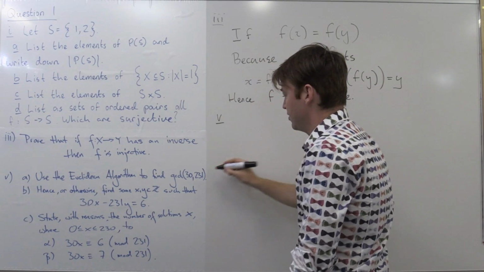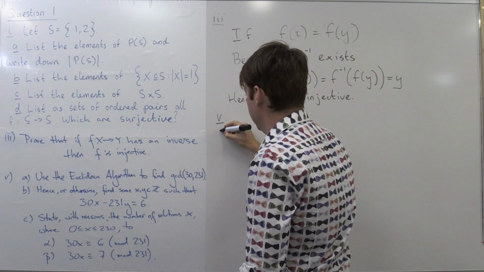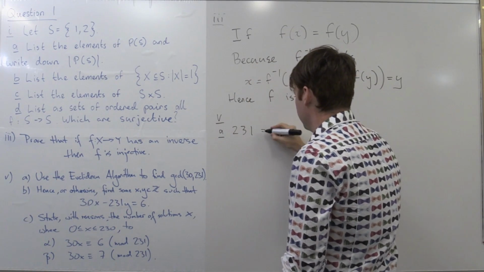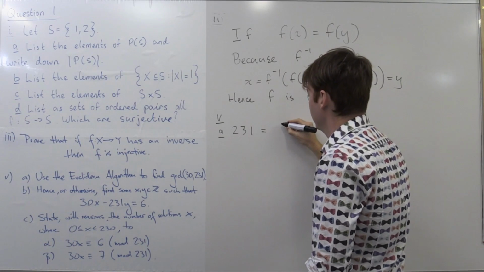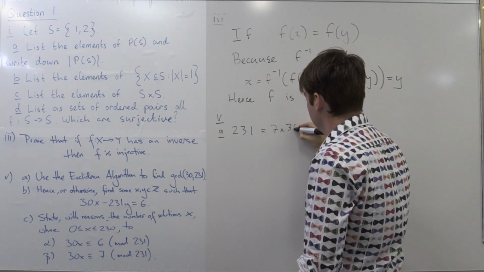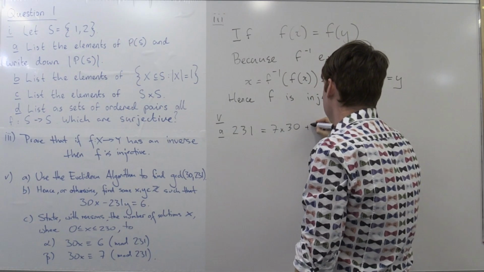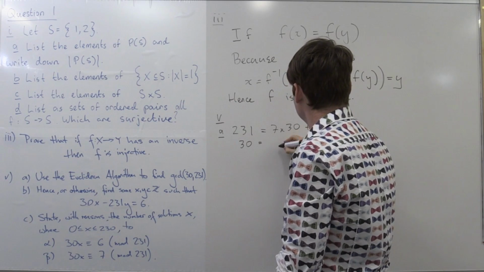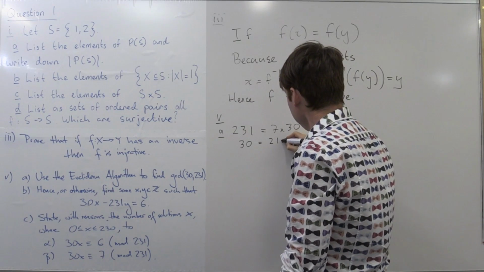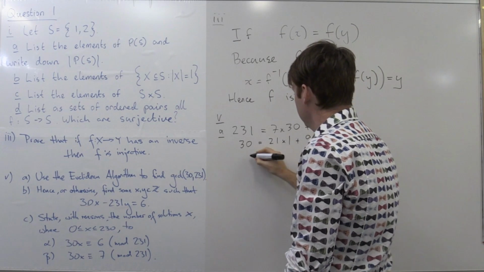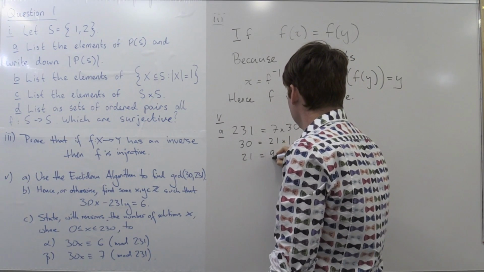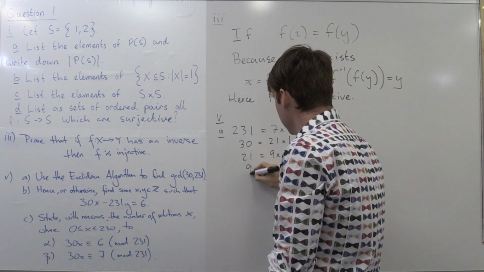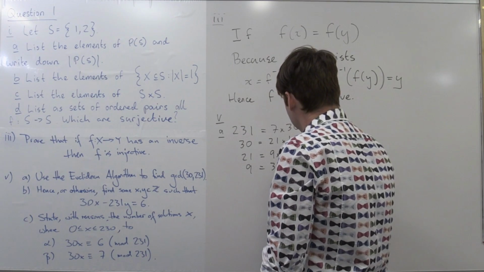To find the GCD of these two things, I just start like this. So this is part A. 231 is equal to 7 times 30, which is 210, plus 21. So 30 then is equal to 21 times 1 plus 9. 21 is equal to 9 times 2 plus 3. 9 is equal to 3 times 3 plus 0.